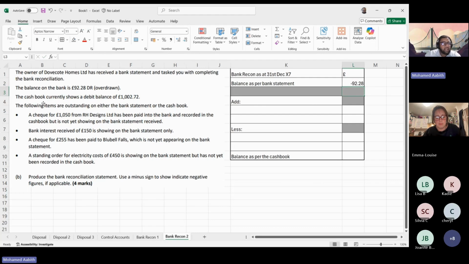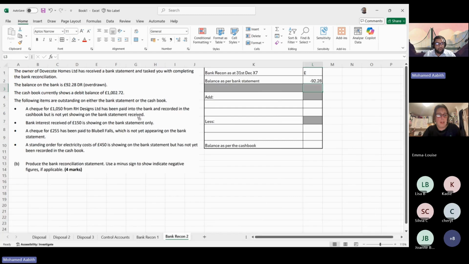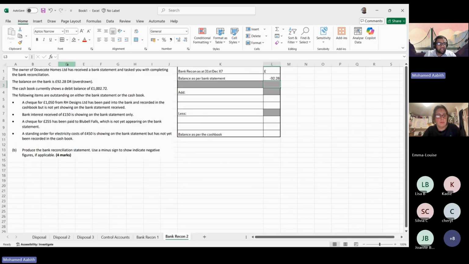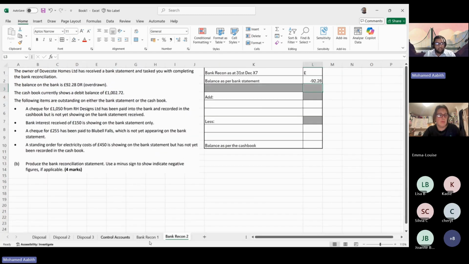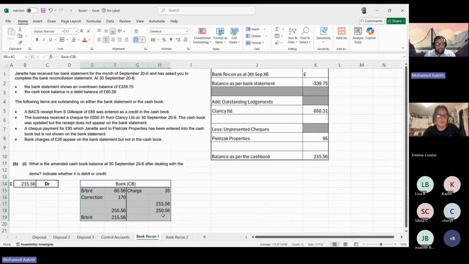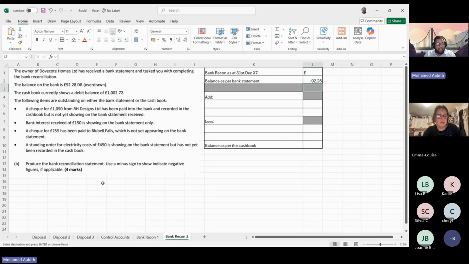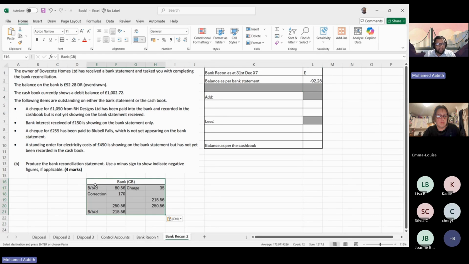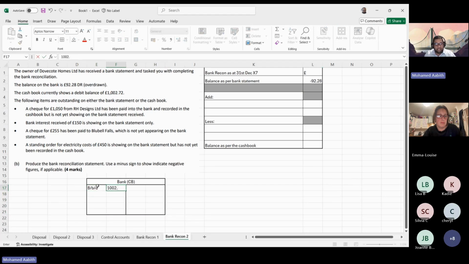They're also saying here the cash book is currently showing a balance of £1,002 and 72 pence. So let's say here, can I copy that the same way I have done before? Would I be able to do another entry again? So let's say here balance put down £1,002 and 72 pence. I have that number in mind.